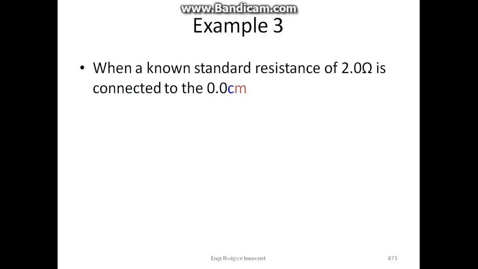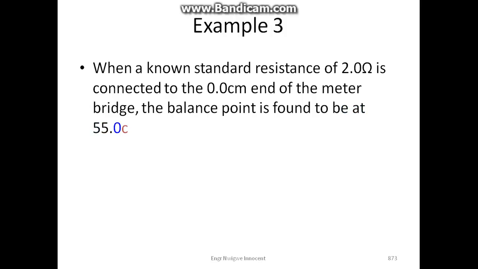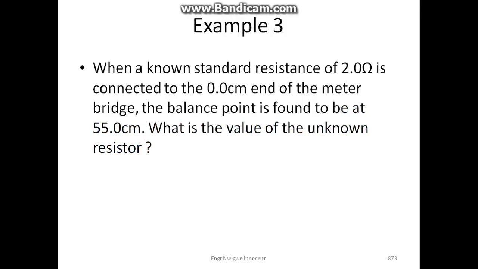Example 3. When a known standard resistance of 2.0 ohm is connected to the 0.0 cm end of the meter bridge, the balance point is found to be at 55.0 cm. What is the value of the unknown resistor?